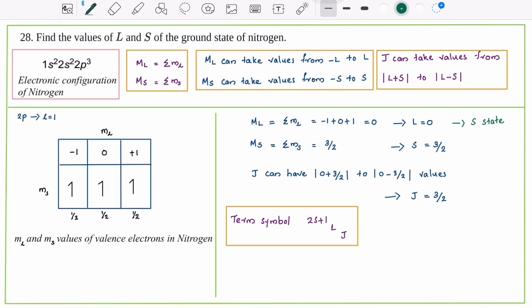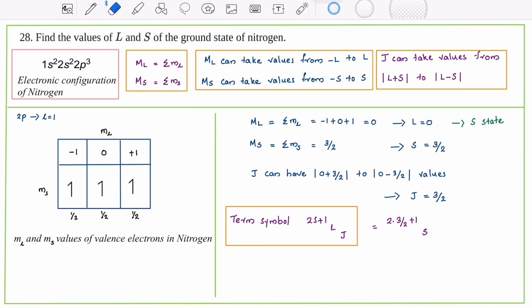Therefore, the term symbol is 2S plus 1, that is 2 into 3 by 2 plus 1, because capital S is 3 by 2. Then L is equal to 0 corresponding to S state. Then J is 3 by 2. Therefore, the term symbol is 4S 3 by 2. Or we can say the ground state of nitrogen is 4S 3 by 2.